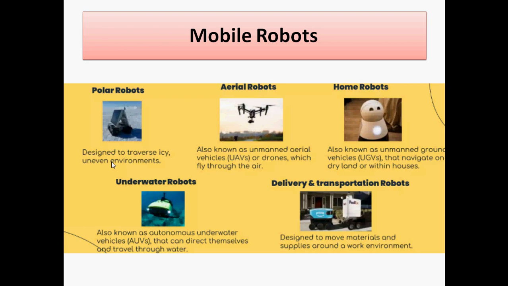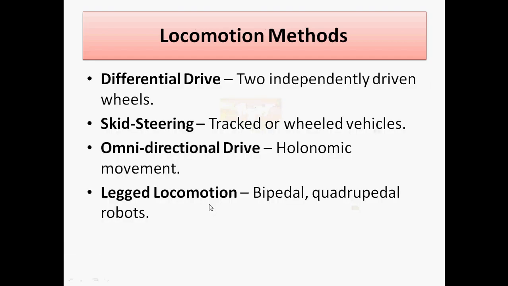Then underwater robots, which explore underwater conditions. For this we use AUVs, that is autonomous underwater vehicles. Then transportation robots are designed to move materials and supplies around the work environment, so that is for delivery and transportation.